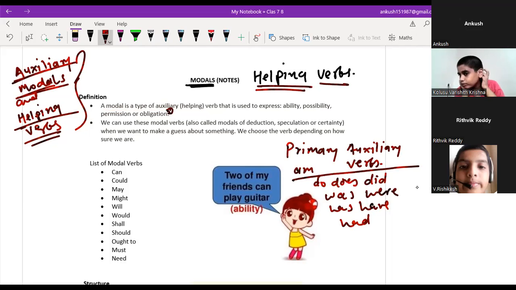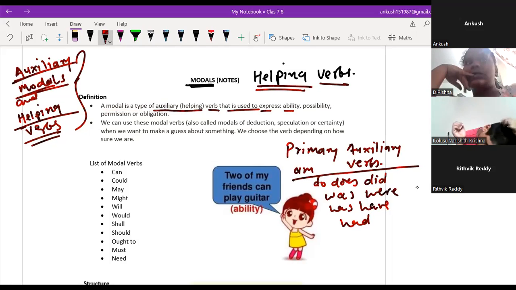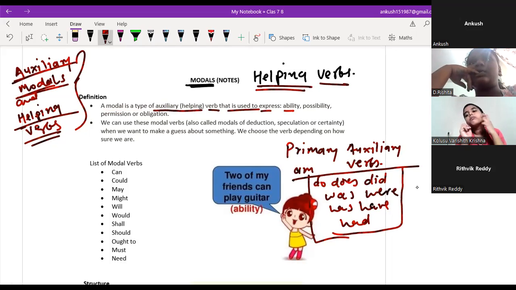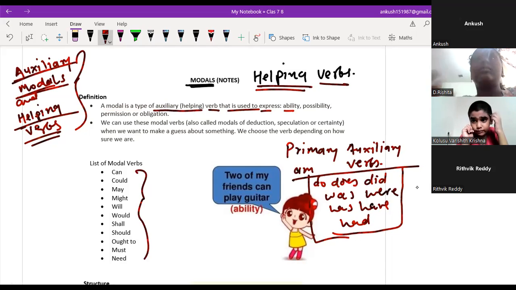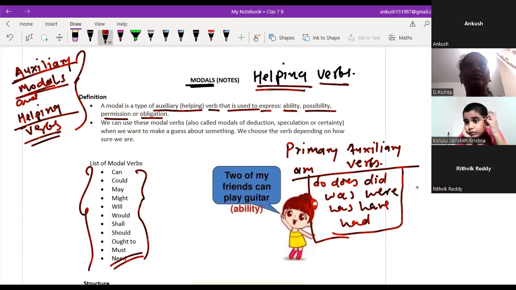See, it is written. Can you see here? Yes, sir. A verb that is used to express ability. Now we are here to learn about modals. I will not tell you about these helping verbs right now, but whatever the list given over here, we will discuss for these modals. Got it? So these are used to show ability, possibility, permission, or obligation. Obliged means very compulsory, or must do. That is called obligation.